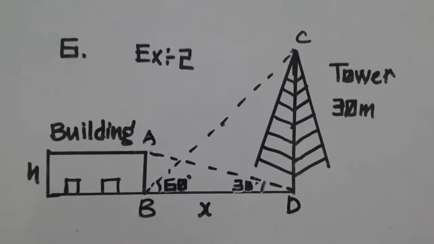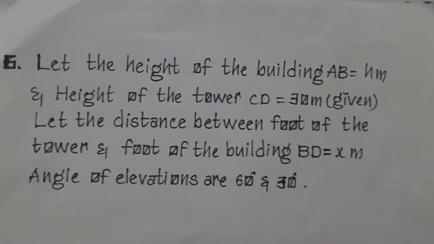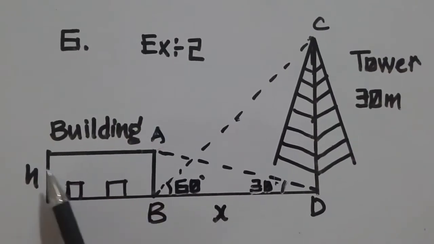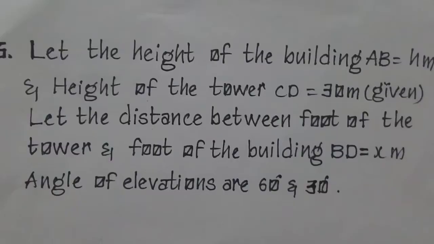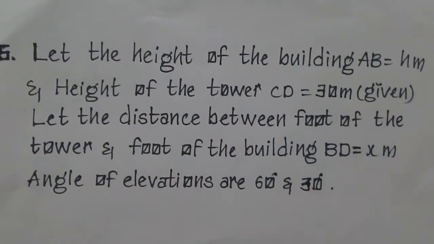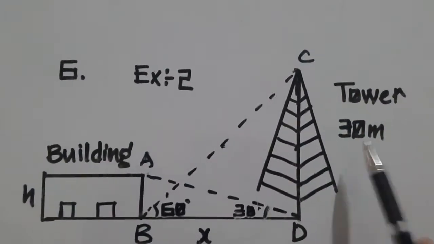Steps to write now. See, first step: let the height of the building AB be equal to h meters. Second step: the height of the tower CD is equal to 30 meters, given. Here the height of the tower CD is equal to 30 meters.